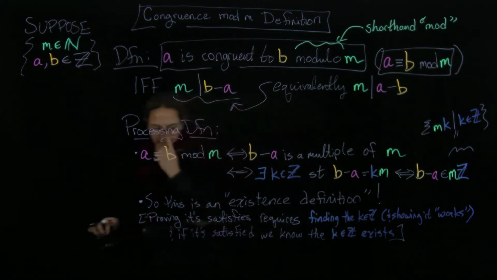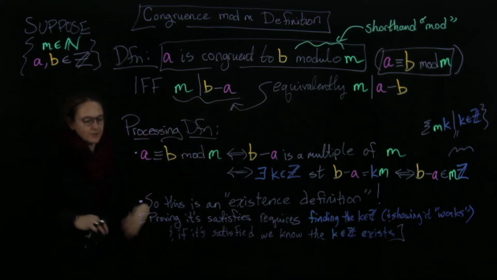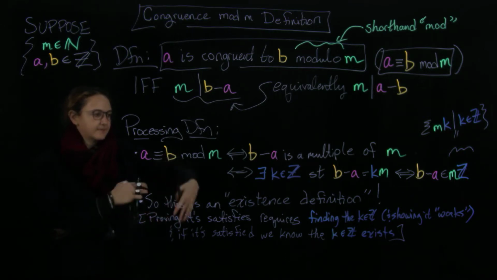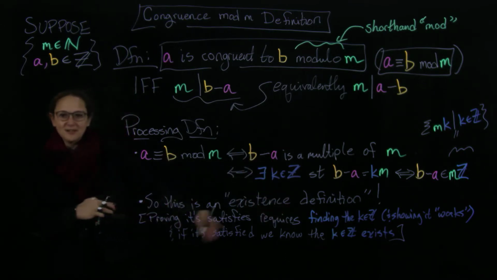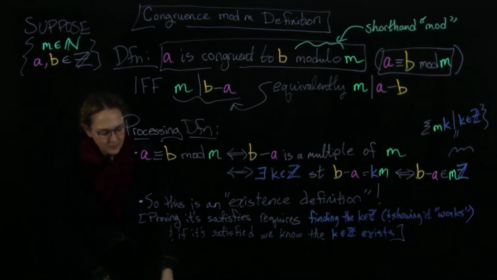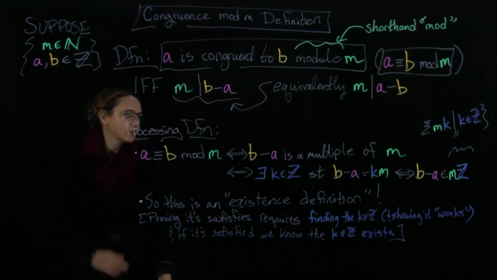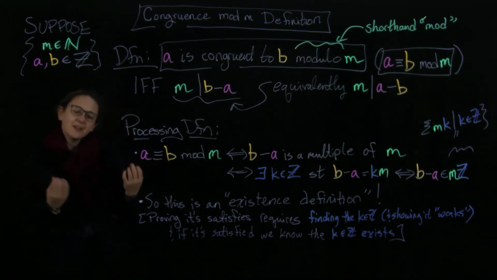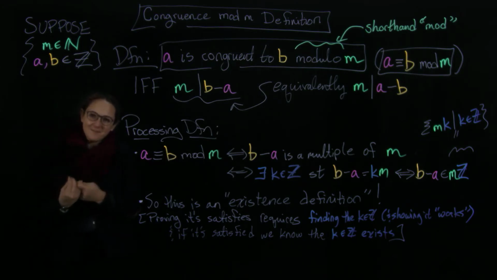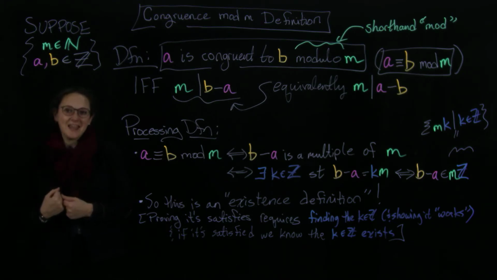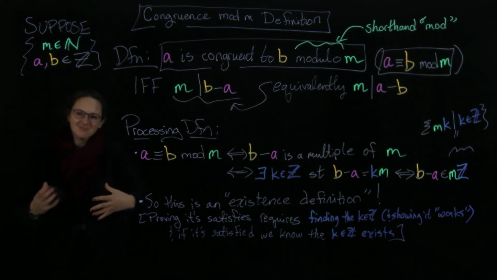Great. And one of the things that's going to happen down the line, and I'm not going to write this, I'm just going to talk about it, is that we're going to show that this actually defines an equivalence relation. So you can think of congruence mod M as thinking of things as being the same from the perspective of M. This is a notion of same, but we'll get to that down the line.